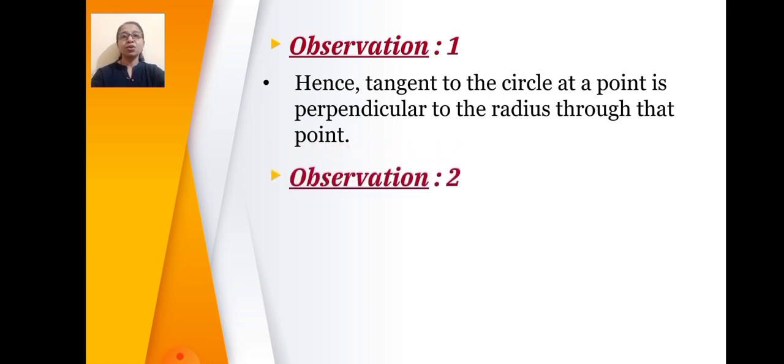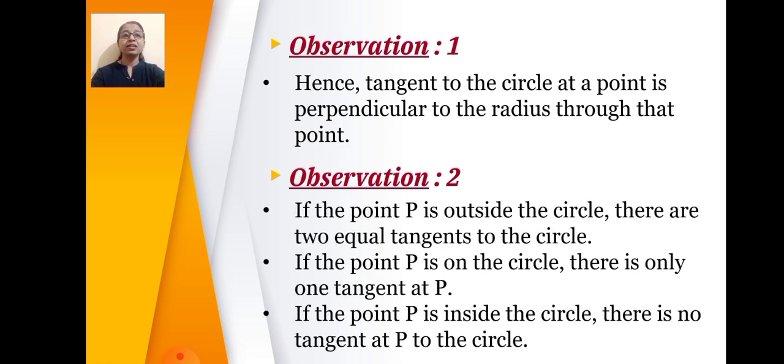Now the observation of the second procedure, or second property. Though we have not done this, you can do it. You can take another paper. This time you take point P inside the circle and form a crease passing through that point P. You will find that there is no tangent passing through point P. So observation 2 is, if the point P is outside the circle, there are two equal tangents to the circle.